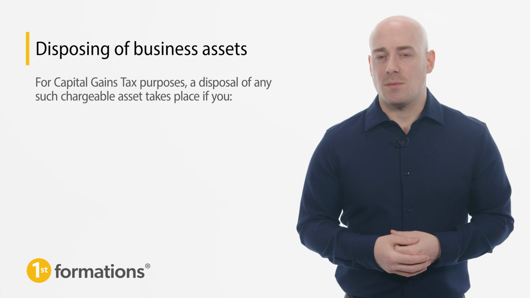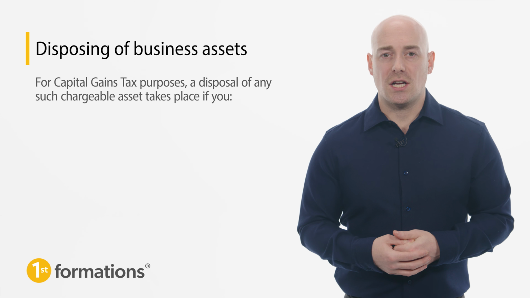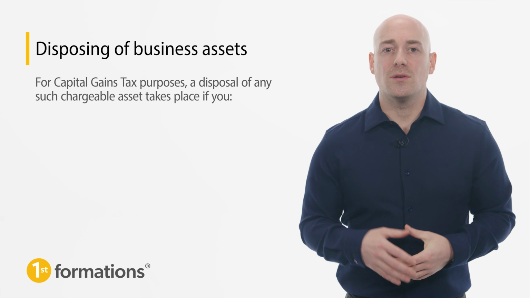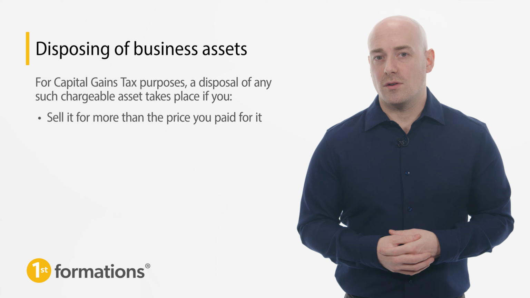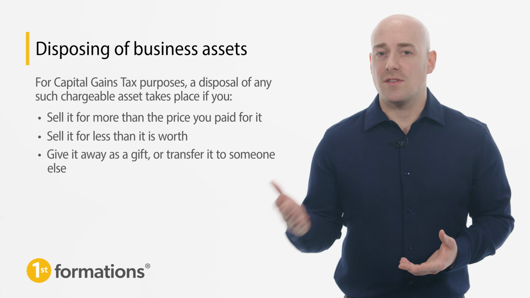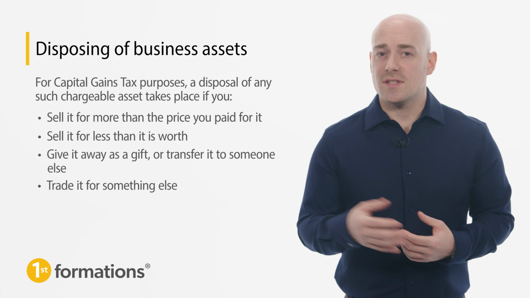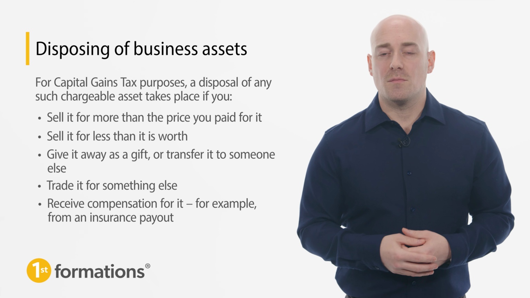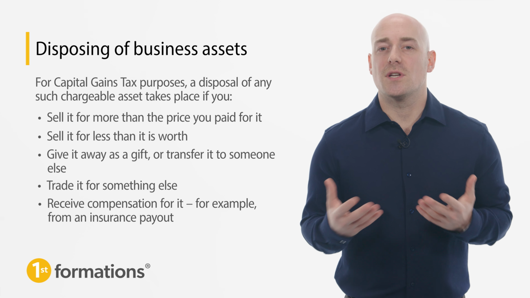For capital gains tax purposes, a disposal of any such chargeable asset takes place if you sell it for more than the price you paid for it, sell it for less than it's worth, give it away as a gift or transfer it to someone else, trade it in for something else, or if you receive compensation for it, for example, from an insurance payout.